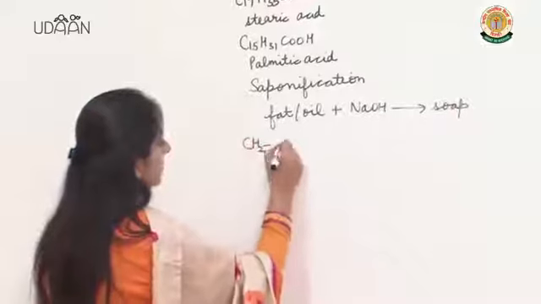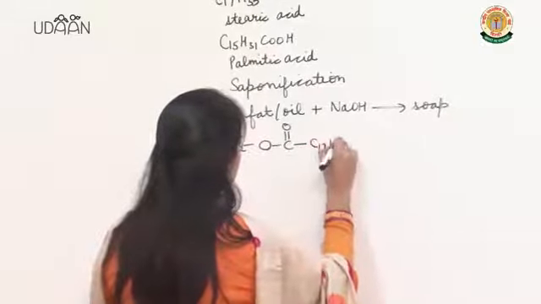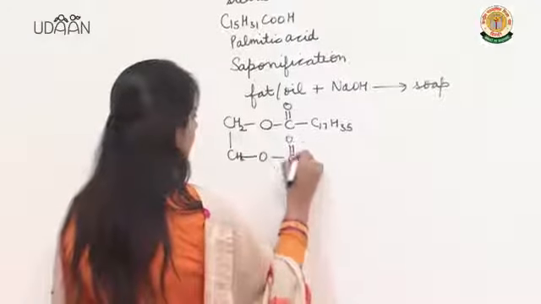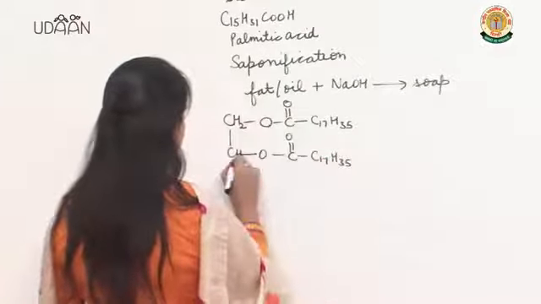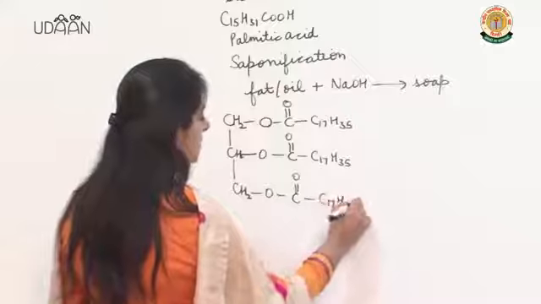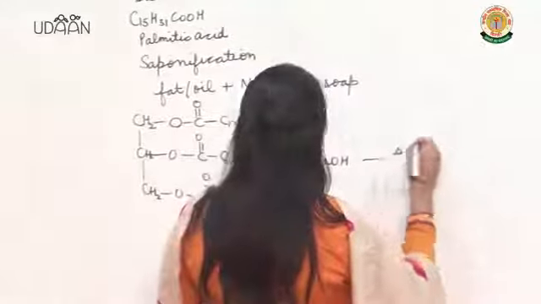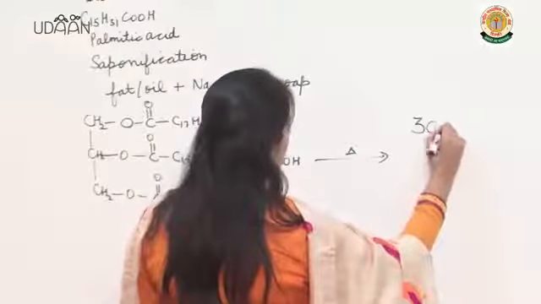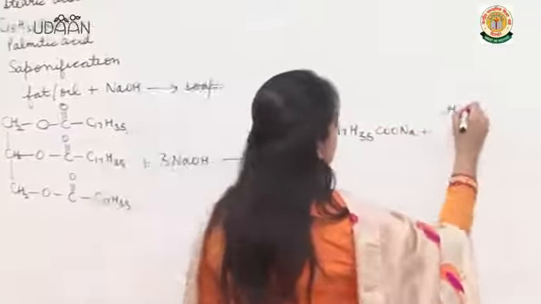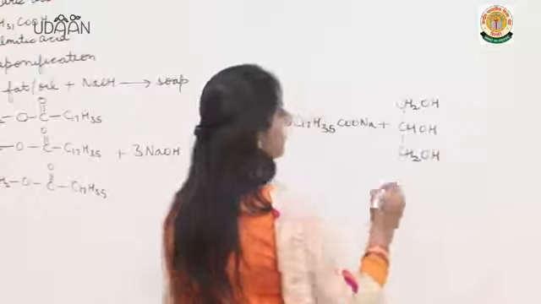Now let us take this example. This is a fat which is obtained from stearic acid. And we treat it with 3 moles of NaOH. So we will get 3C17H35COONa plus glycerol as byproduct. So this is the formation of soap.